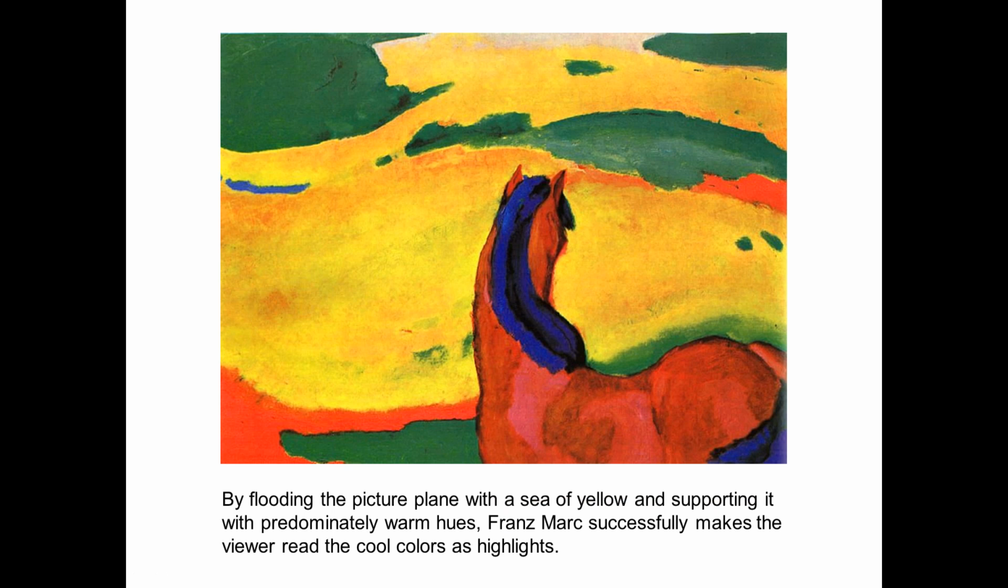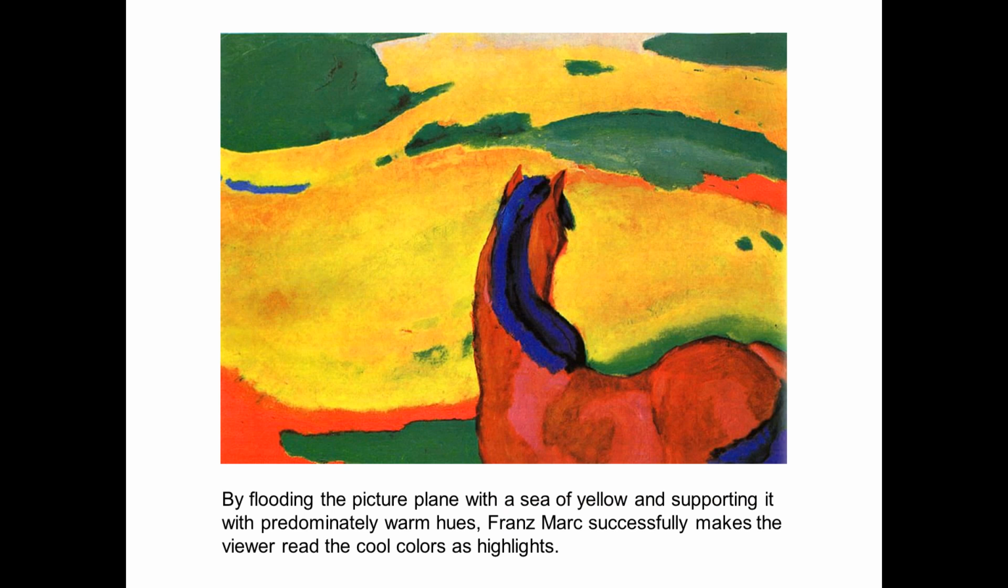Another artist, Franz Marc, was also known as a colorist. He was one of the early German expressionists. What he does is he floods the picture plane with this warm sea of yellow. And how he gets your eye to move around, because your eye gets tired by seeing a large amount of yellow, is he's actually using the cool colors to direct your eye through the picture plane.